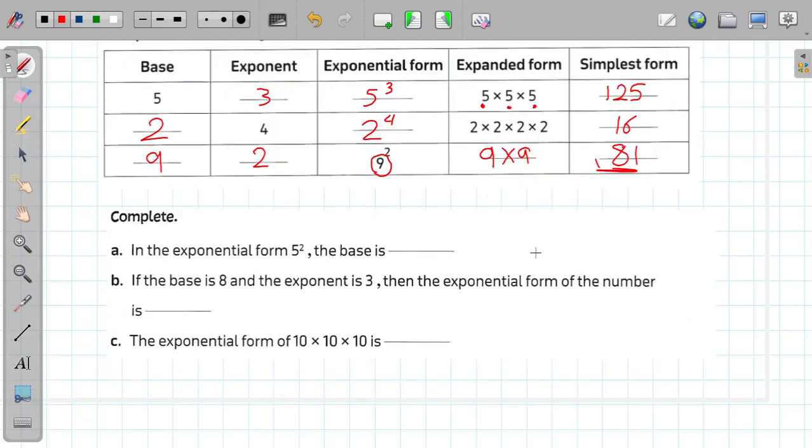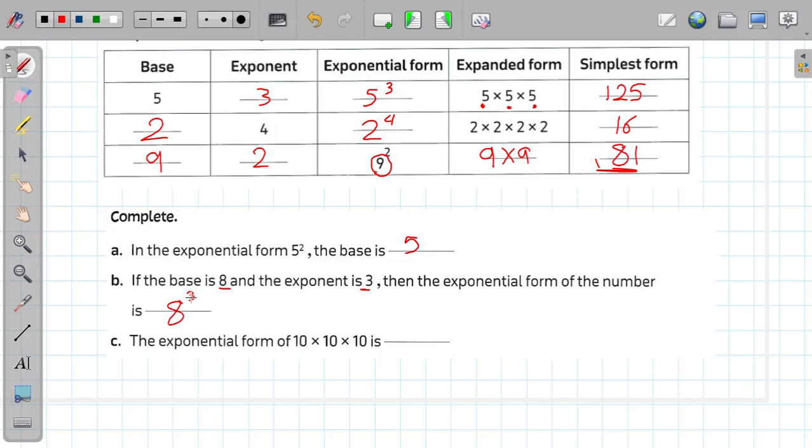Next, he told me that in the exponential form 5 to the power of 2, the base is what? The base is the big number, so the base here is 5. Here, if the base is 8 and the exponent is 3, then the exponential form of the number is what? The exponential form is the base to the power of the number. So the base here is 8 and the power is 3, so I can write 3 as a small number, a power of 3.